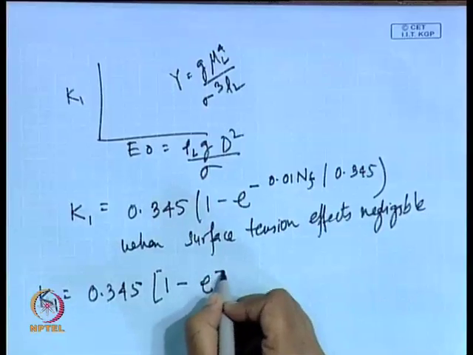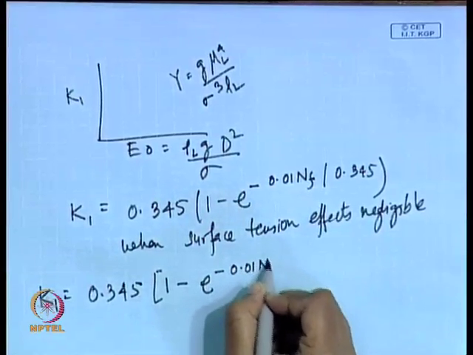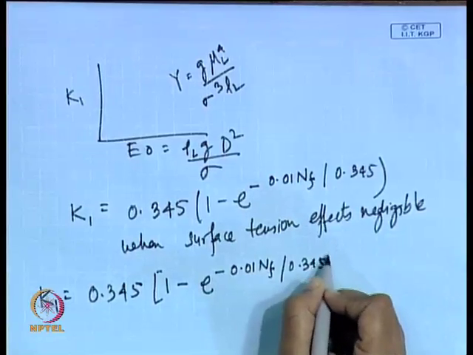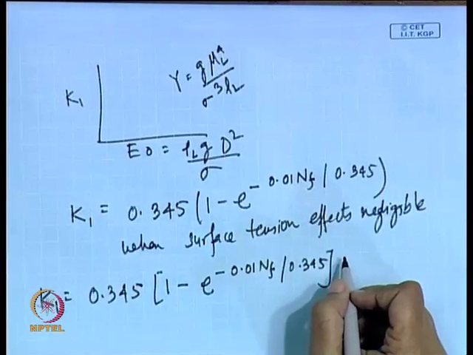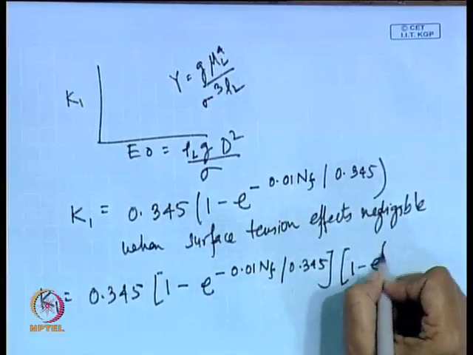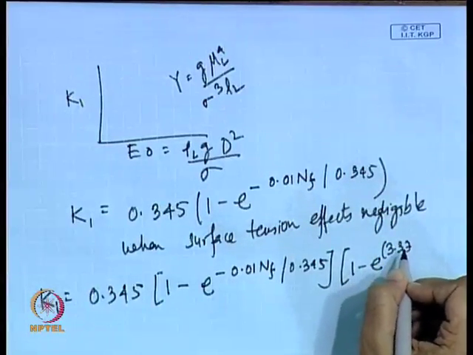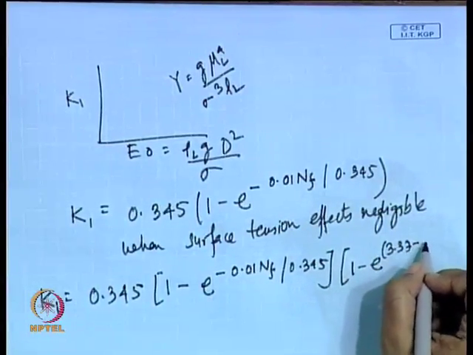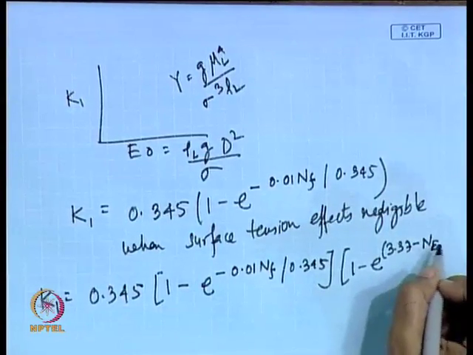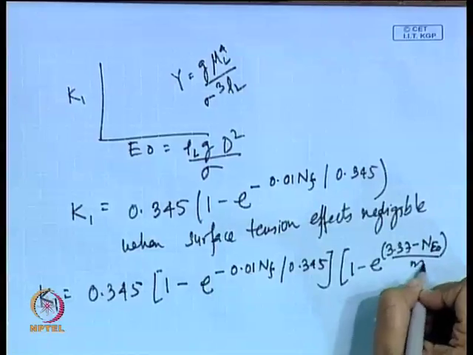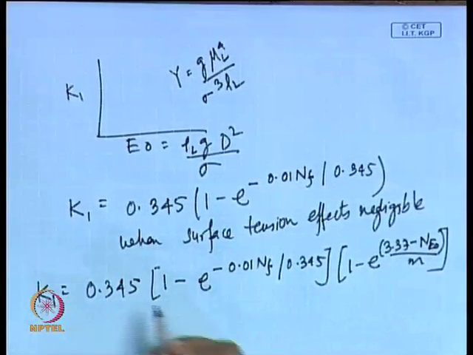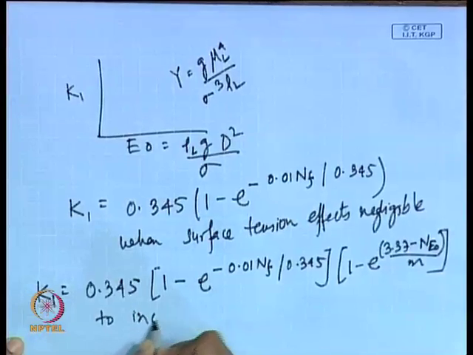And when surface tension effects are not negligible, then this can be written down as 0.345 into 1 minus e to the power minus 0.01 NF by 0.345, into 1 minus e to the power 3.37 minus N Yodvor's divided by m. So, when all effects are there, to incorporate surface tension effects.